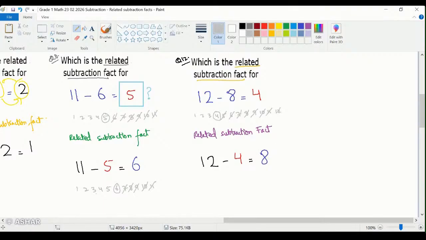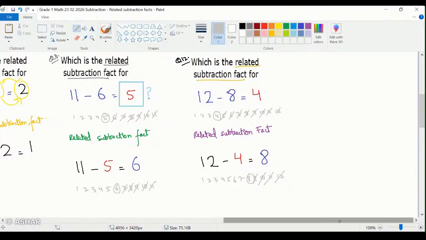How can we verify? We write the numbers till 12. 7, 8, 9, 10, 11, and 12. If we remove the last four numbers, the largest four numbers, the answer comes out to be 8. We can show. Okay.